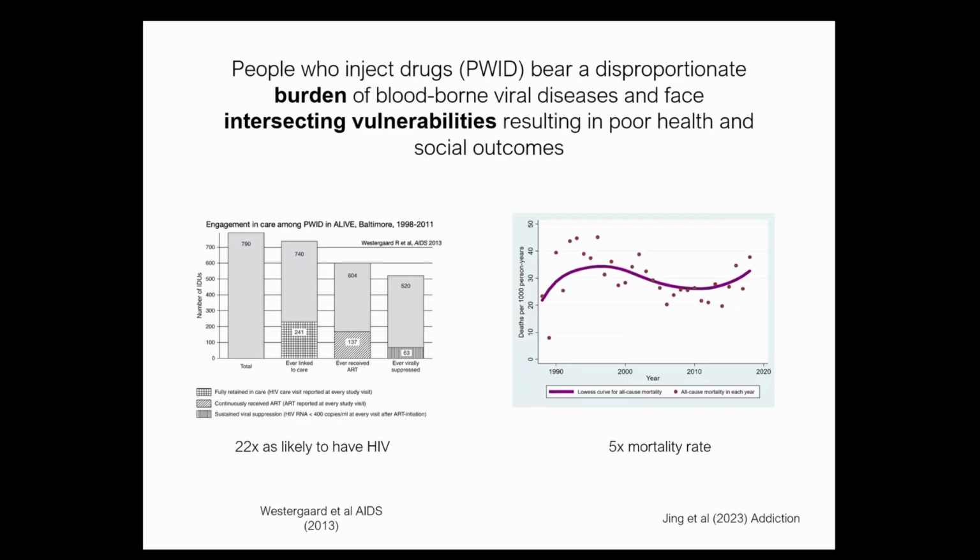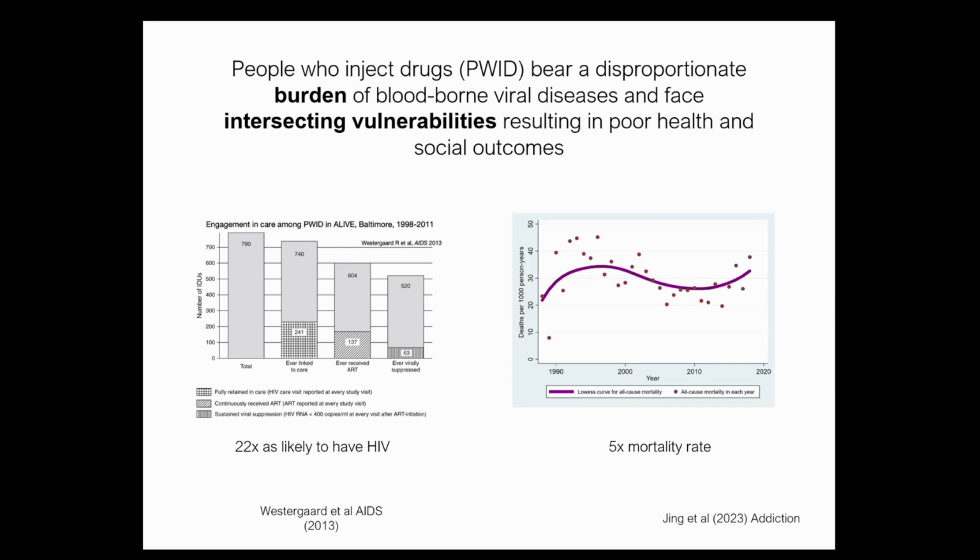But people who inject drugs, or PWID, bear a disproportionate burden of blood-borne viral diseases, and they face a large number of intersecting vulnerabilities that result in very poor health and social outcomes. A lot of this work has been done in India and in Baltimore. So I'm based in Baltimore. If anyone has seen The Wire, parts of Baltimore are still like The Wire.